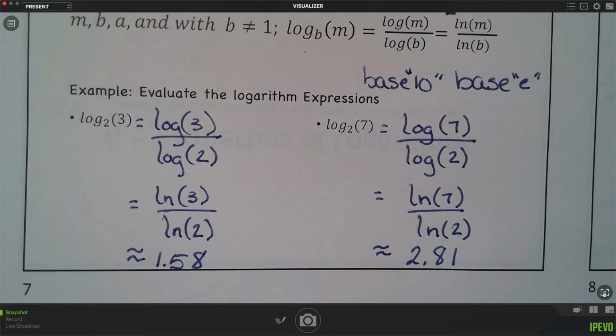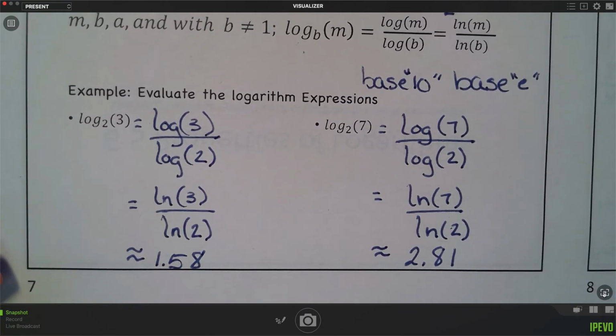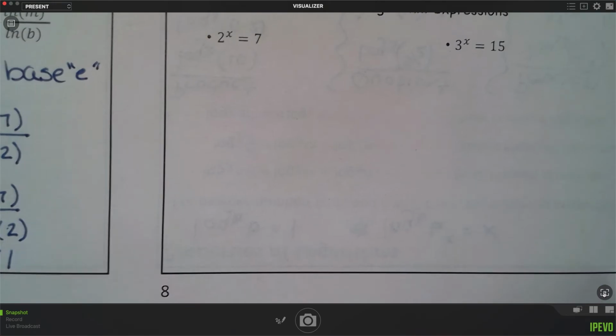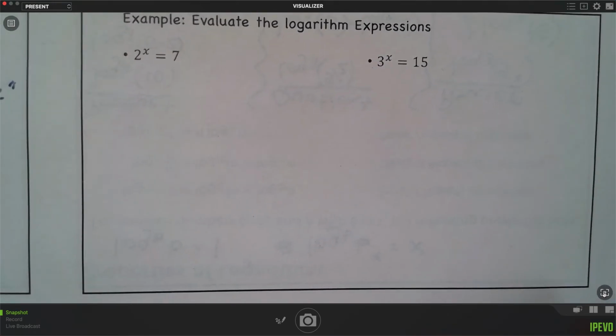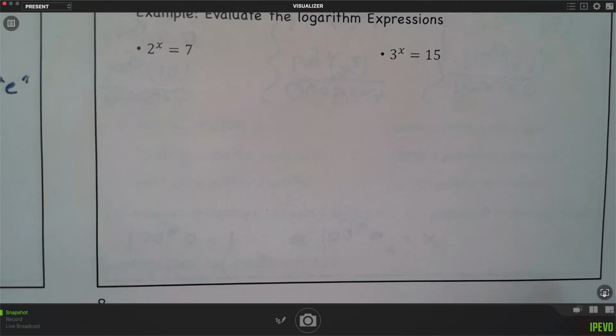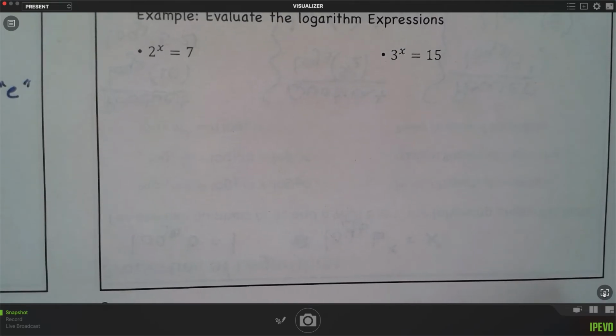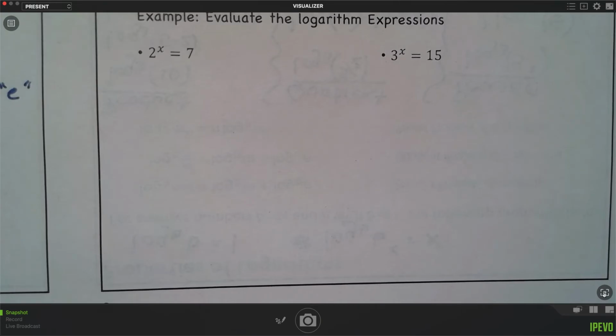And it's actually what you've been doing before. I'm going to put the examples up there, and I want you to start them like you would have done last week when I gave you these problems. Okay, we ready? Last week when I gave you a problem like 2 to the x equaled 7 and 3 to the x equaled 15, what were you supposed to do? Change it into logarithmic.